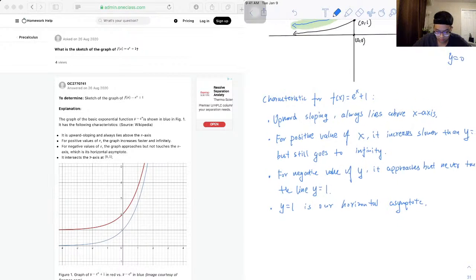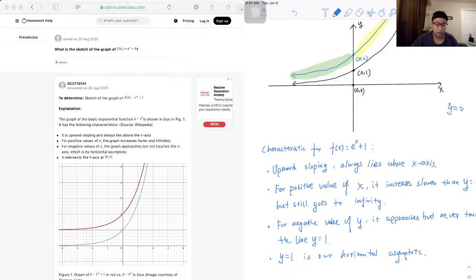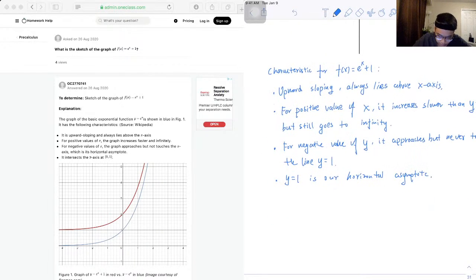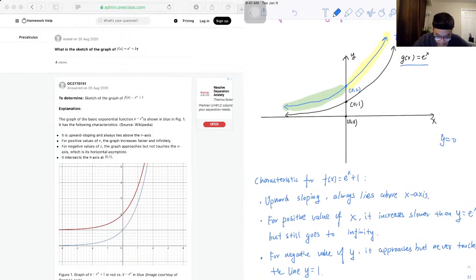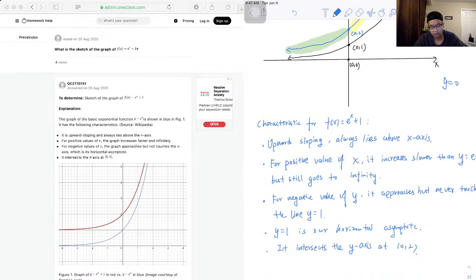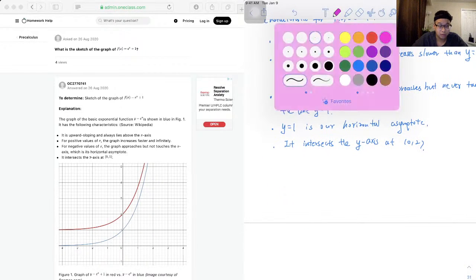Right. And as we mentioned earlier, it's shifted upwards 1 unit, so the new y-intercept should be (0, 2). It intersects the y-axis at (0, 2). Right. So yeah, those are the characteristics for f(x). And then now we can write our conclusion.